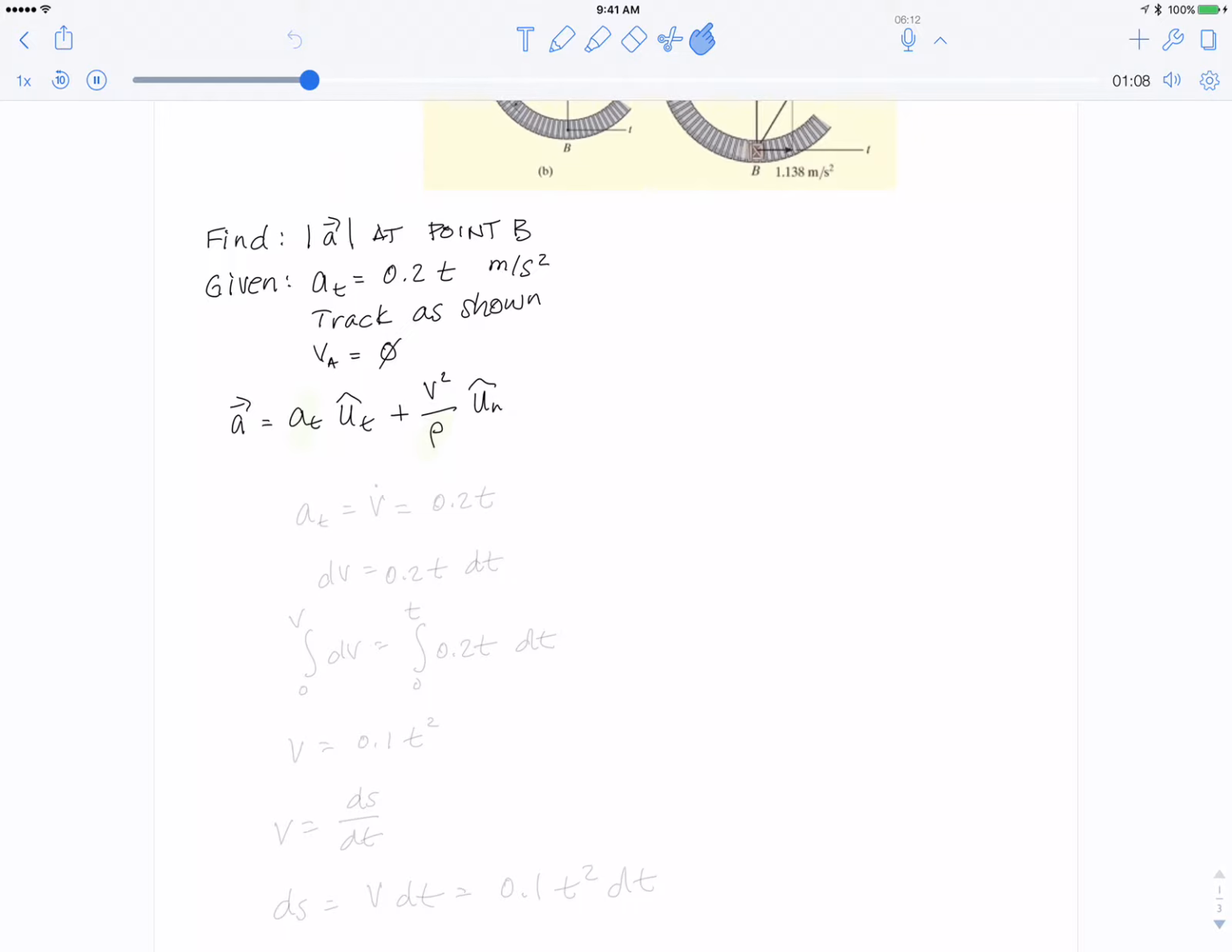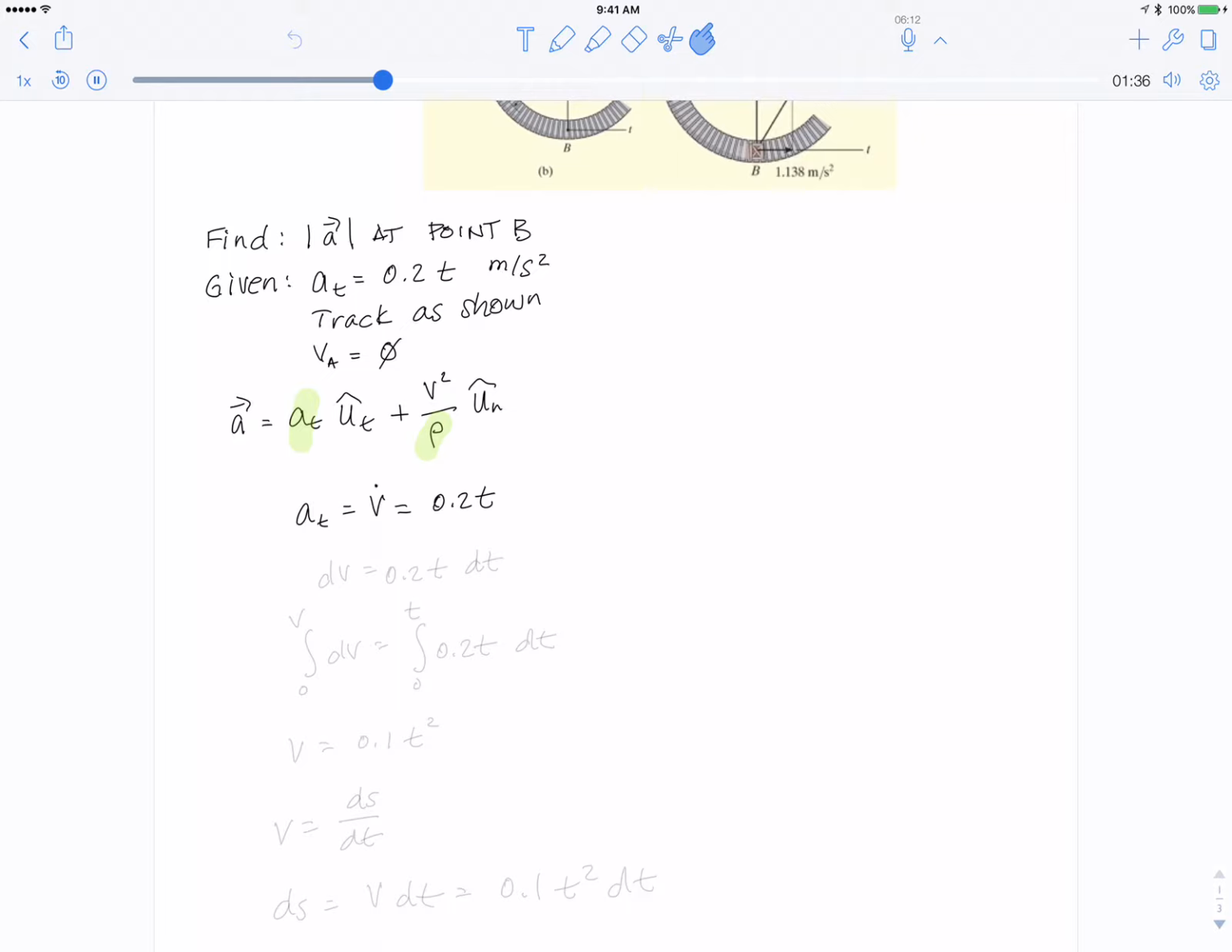Let's highlight in green again the things we know. We don't know the velocity at point B, but we know the radius. So let's see if we can figure out the velocity. We know that the tangential acceleration, which is v dot, is 0.2t.